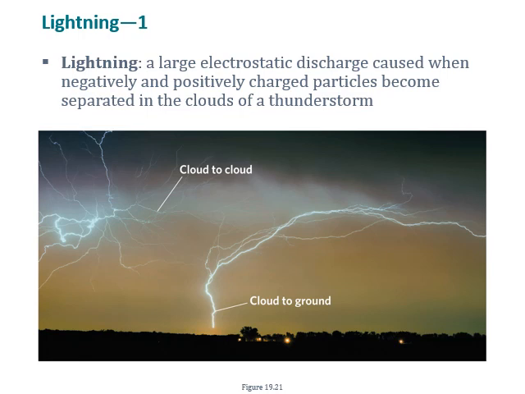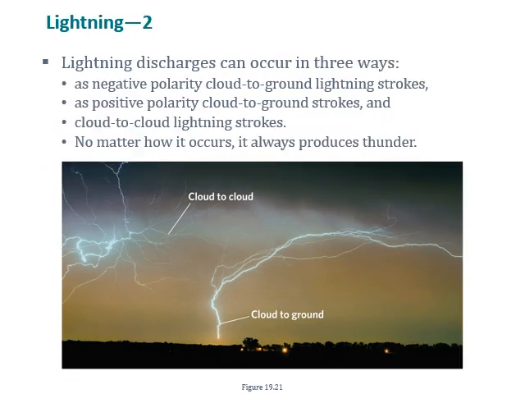There are 2 main types of lightning, which are cloud-to-cloud lightning and cloud-to-ground lightning. Cloud-to-ground lightning can be formed in 2 different ways, where negative polarity from the cloud reaches positive polarity ground, or positive polarity cloud reaches negative polarity ground. No matter how this occurs, lightning always produces thunder.